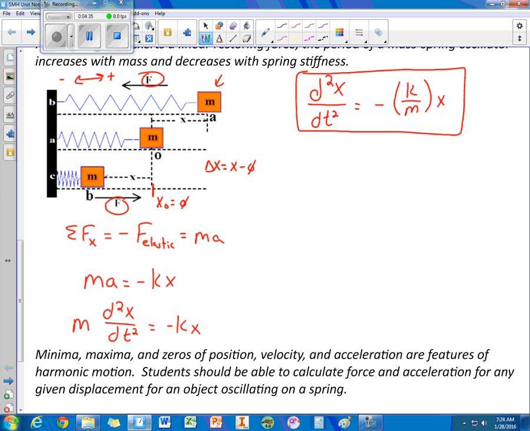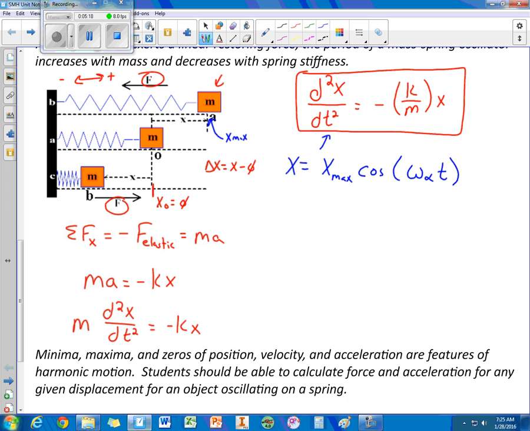I can find out what x equals. The solution to this is x equals some maximum x. Our maximum x will be like right here. It's like the furthest point from equilibrium that you can get. So this times cosine times the angular frequency multiplied by time. So this is the solution to this second order differential equation.